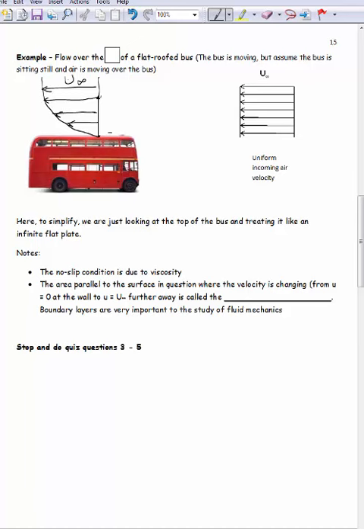This area here, where the velocity is actually changing, that has a particular name. That is called the boundary layer, and it's very important in the study of fluid mechanics. And it's basically the area where you have a du dy. Okay, the velocity is changing in the y direction.